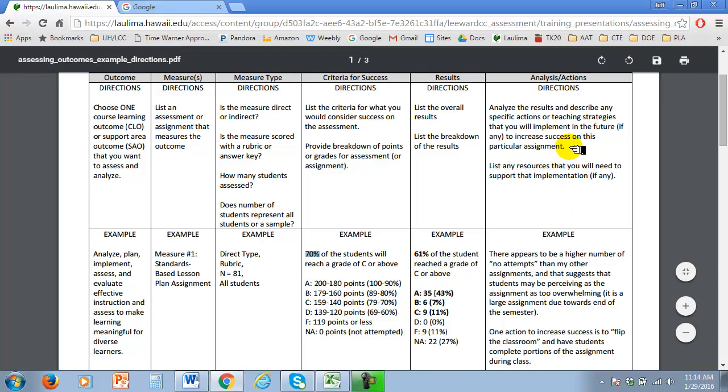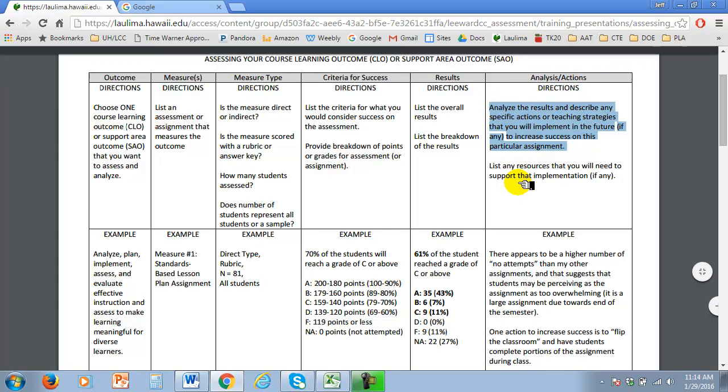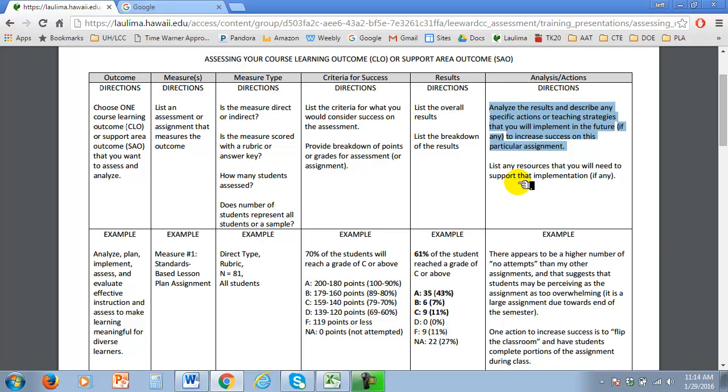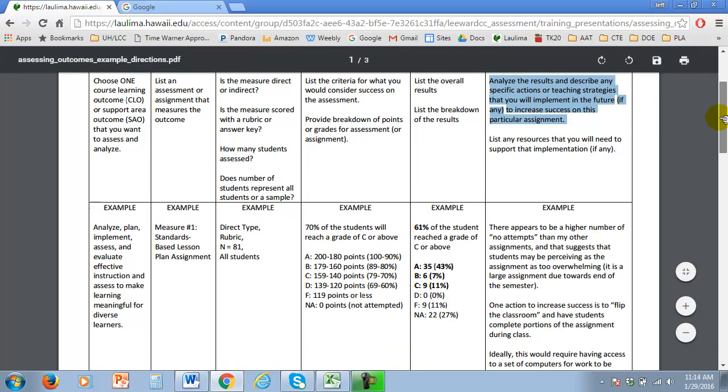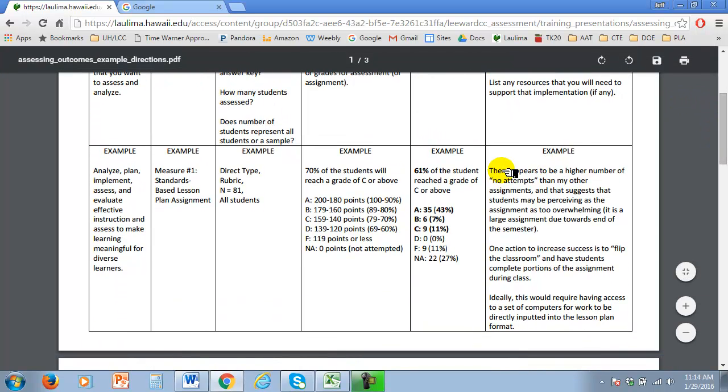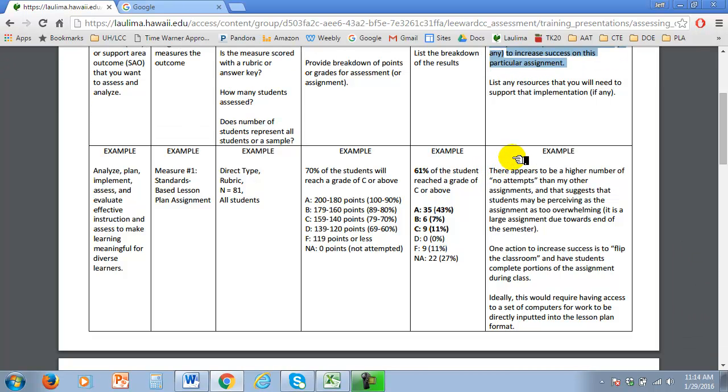Then in the last one, I'm going to analyze the results and connect it to what I need in the future to be able to maybe raise that percentage. And so I might also add any resources. So my answer is, there appears to be a higher number of no attempts than my other assignments, and this suggests that students may be perceiving the assignment as too overwhelming. Hence, maybe I need an opportunity to do an indirect measure with their student perception. They may think it's too overwhelming. It is a large assignment due towards the end of the semester.